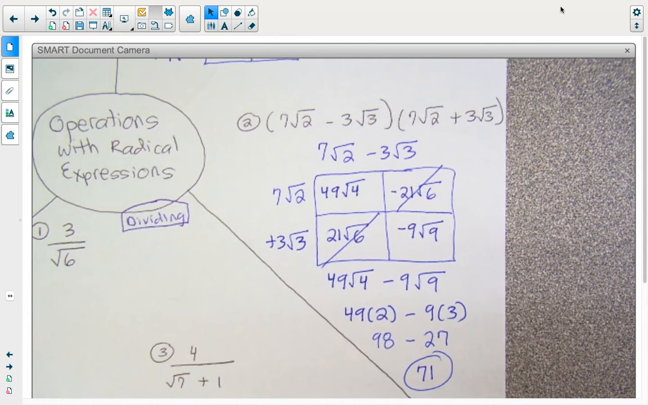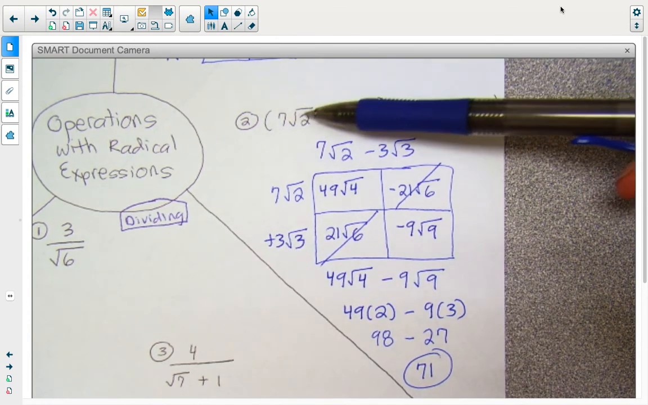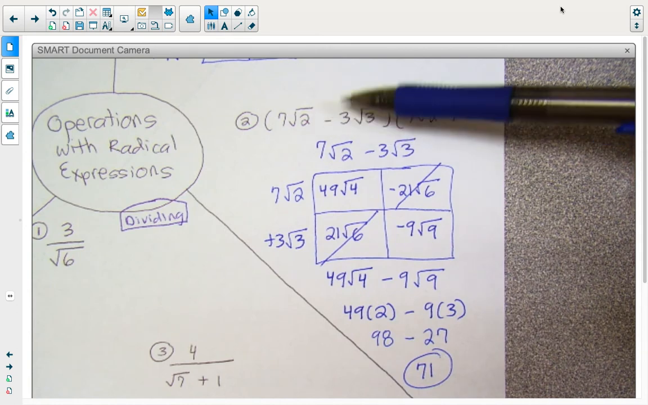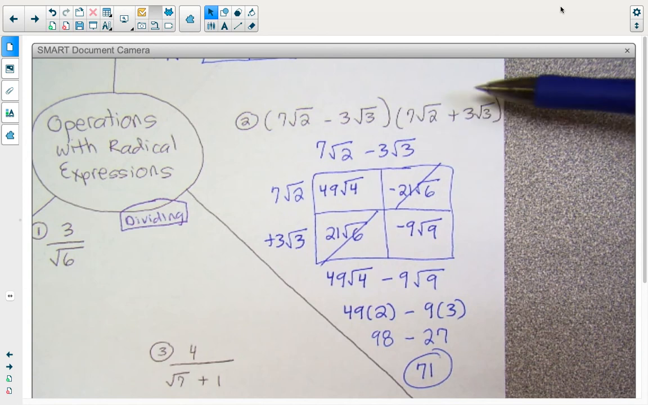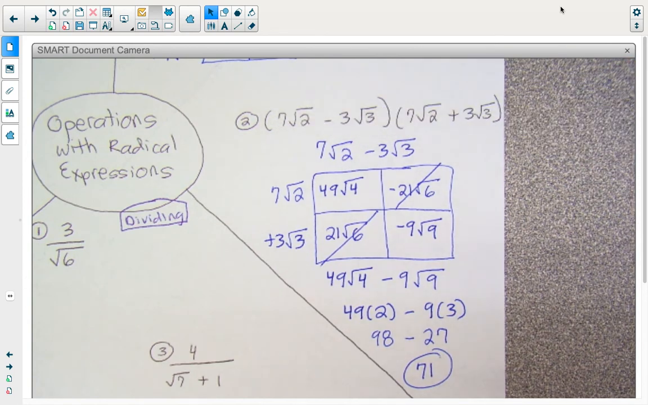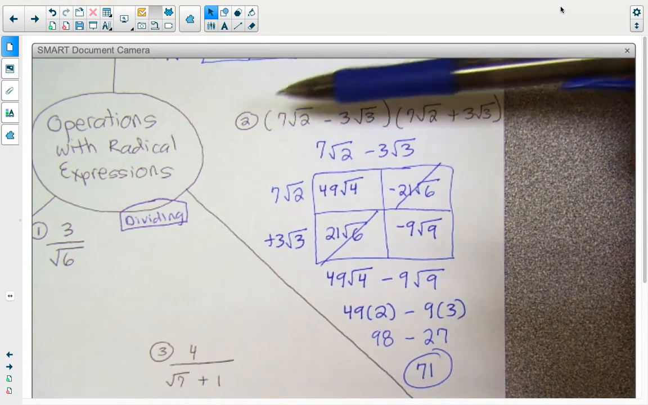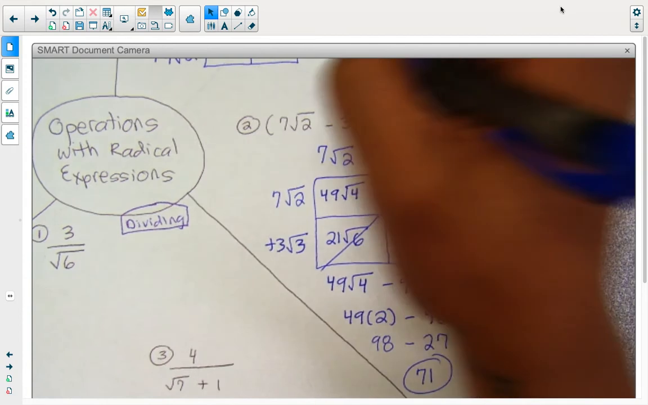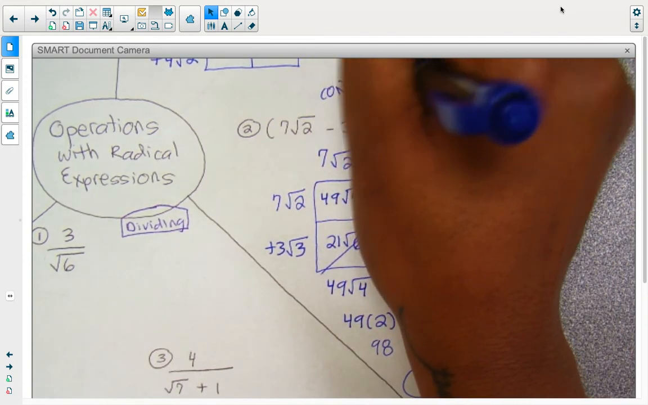I do want to make a note at this one. If I go back up to the very top, 7 square roots of 2 minus 3 square roots of 3, and 7 square roots of 2 plus 3 square roots of 3. These are the exact same thing. They only differ by a sign. So one is negative and one is plus. These are actually called conjugates. And we've studied conjugates earlier in the semester when we were taking a look at imaginary numbers.